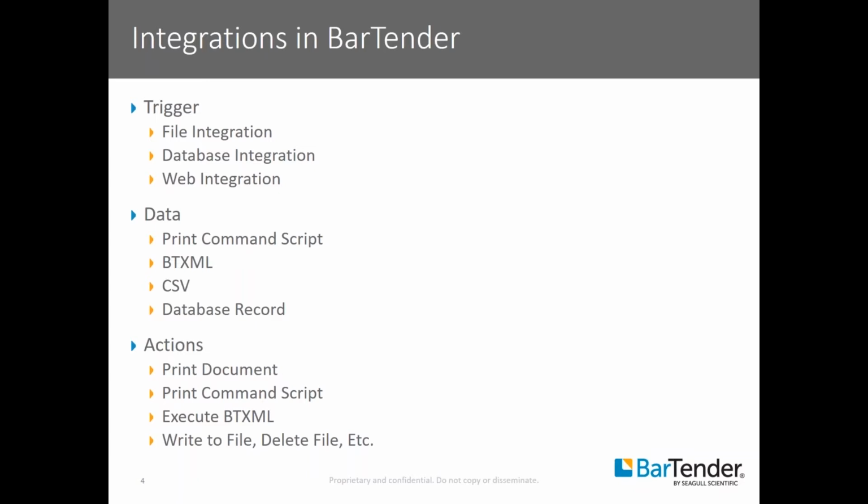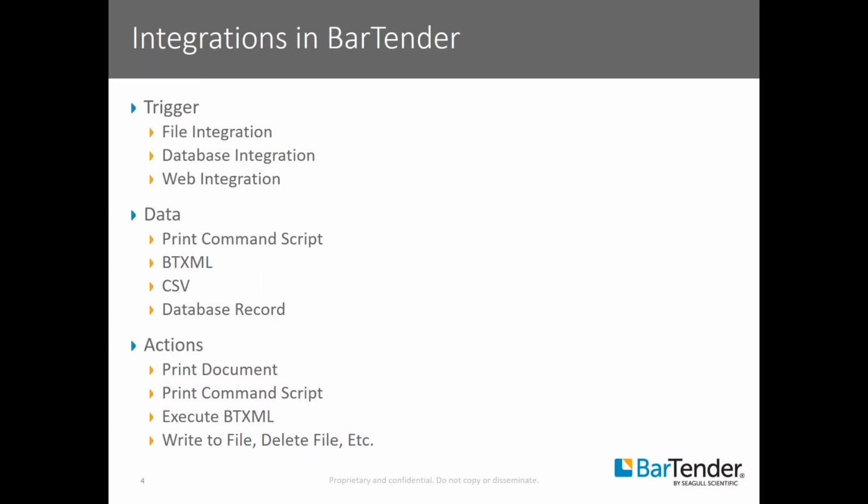Lastly is the action. The action is what you would like or need executed once the trigger has occurred and the data passed. With BarTender, of course, one of those actions almost always ends up being to print a document at one point or another. However, pending the data coming in, you want to adjust your actions accordingly. For print command script, we'll want to make sure that we select the action that is expecting print command script, so it'll be a little bit different than just the print command in itself. Another example of that would be if we decide to use btxml, in which case we would execute btxml.